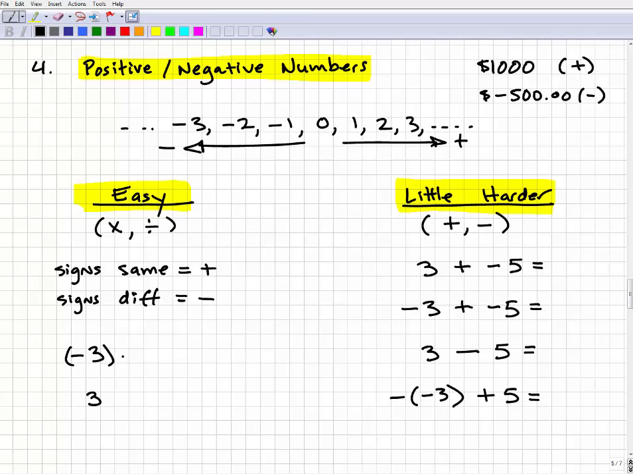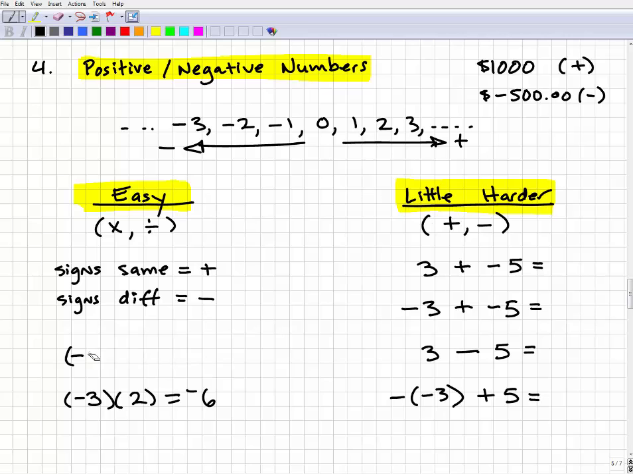So a -3 times a -2, I'm going to multiply, and I'm saying, oh, these signs are the same. They're both negative. My answer is a +6. Of course, I would just write it as 6. So what if I have different signs? What if I have a -3 times a +2? Well, it's still 6, but the signs are different, so my answer is negative. It's no more difficult than that.